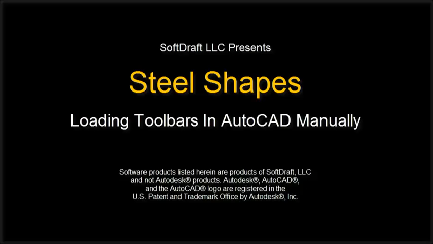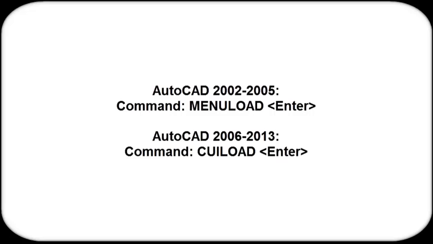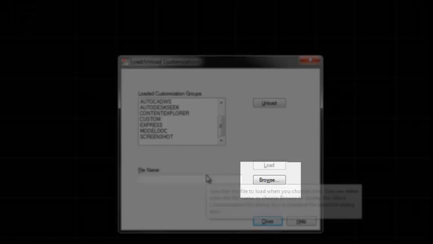If you were unable to load the toolbars using the script file, you can always load the toolbars manually, as we'll see in this video. Now, if you're using AutoCAD prior to 2006, you want to use the menu load command. If you're using 2006 or later, you want to use the CUILOAD command, which will bring up this dialog box.